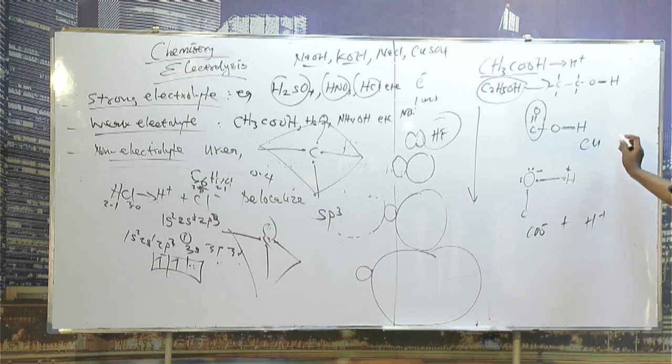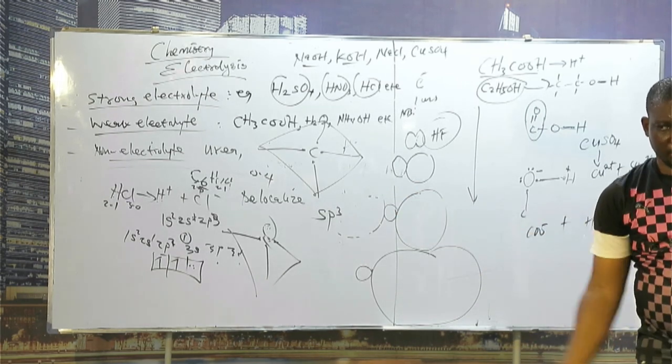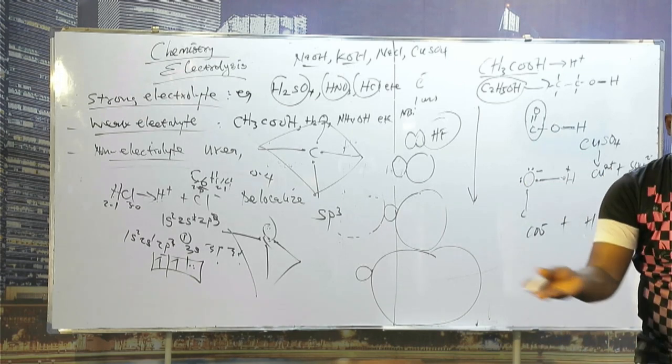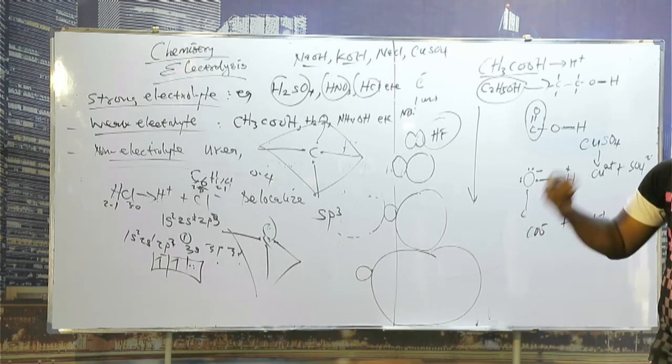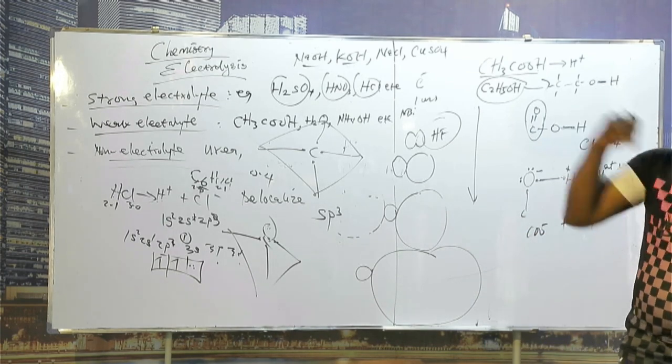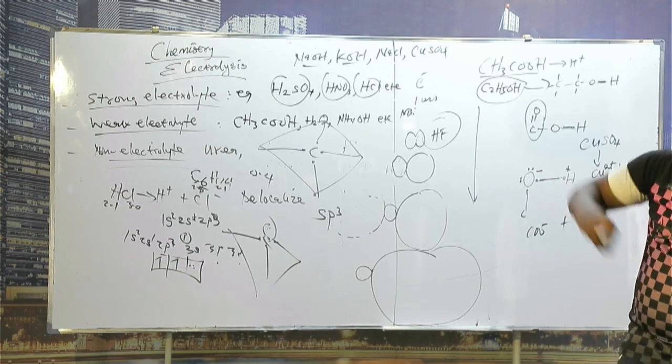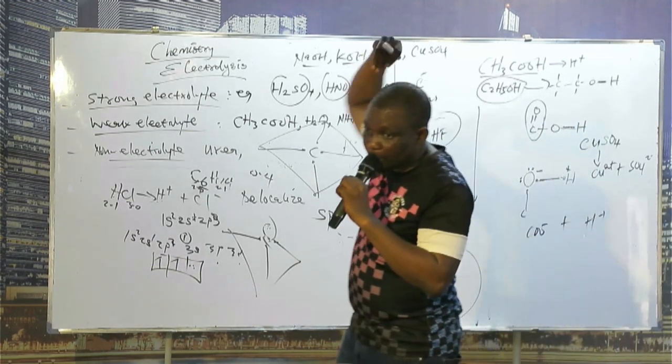So nothing will happen. But now, CuSO4. Can this thing decompose now? Yes. Into what? Cu2+ plus what? SO4 2-. This is decomposition. And that is how electrolyte functions before they can now conduct what? Electricity. That means they will change their composition at the end of the reaction. But conductors cannot change their what? Composition.